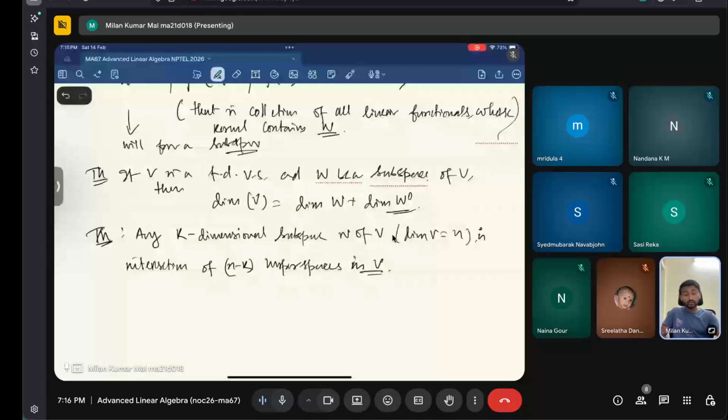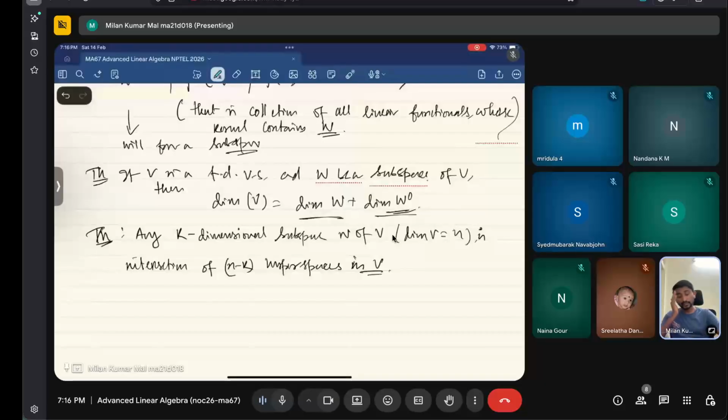If you know, that's good, but if you are not able to recall it, then suppose W has dimension k. What is the dimension of W naught? That is equal to n minus k, right? And W naught means the collection of all those functionals for which W is in their kernel. So W is inside the intersection of kernels of all those entries in W naught, and the kernels of all those entries in W naught are hyperplanes.